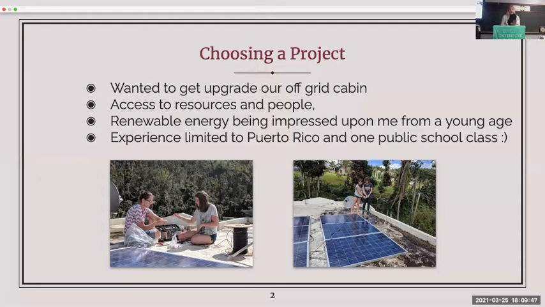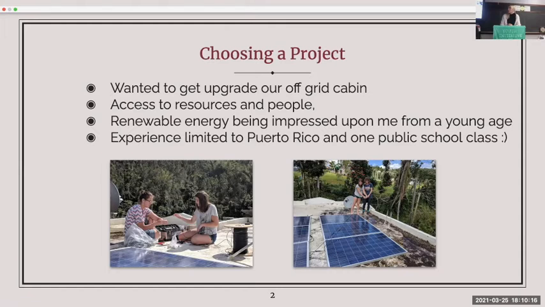I have a lot of access to the resources and people that are part of this world, like electricity and solar. My mother owns a solar business, and she has always worked in renewable energy since I was little. But before this, I didn't have a lot of experience with solar electricity.